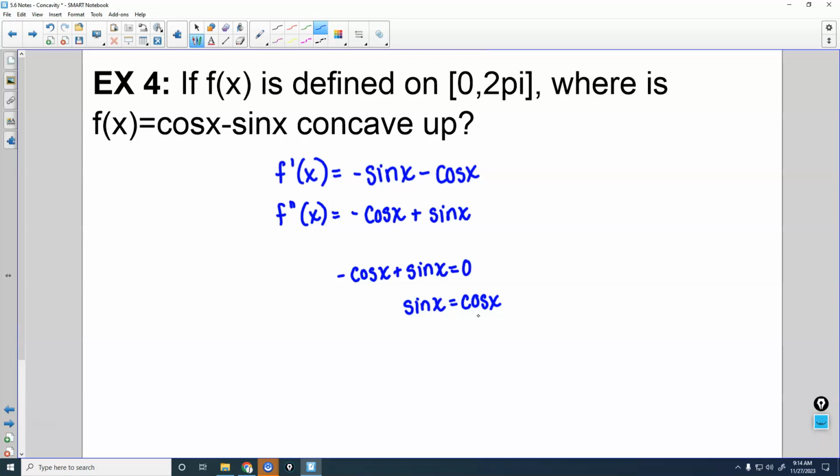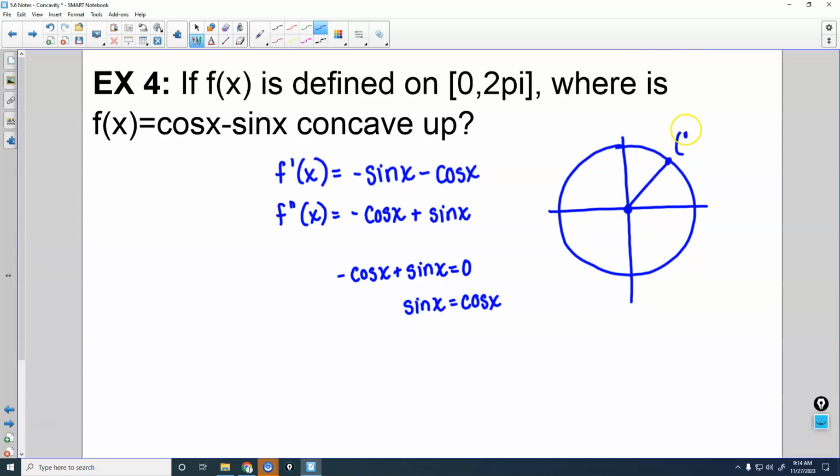And while I can't divide both sides by sine x or do anything crazy there, what I can do is just think about my unit circle and where sine x equals cosine x. 0, 0 would be right here. It is not on the circle. Pi over 4. Because right here at pi over 4, we have square root of 2 over 2 and square root of 2 over 2. So x equals pi over 4 is one of our critical points.